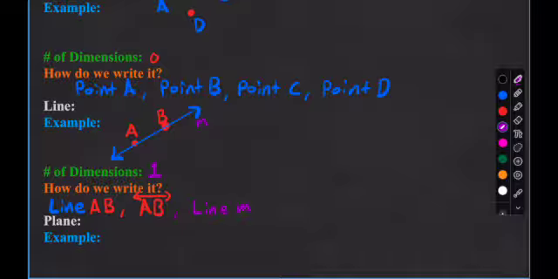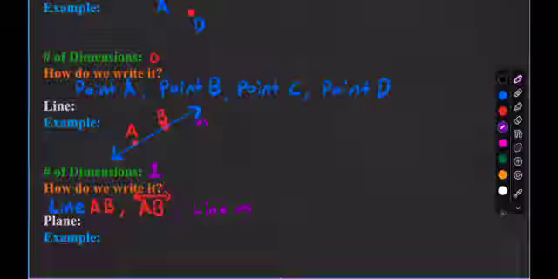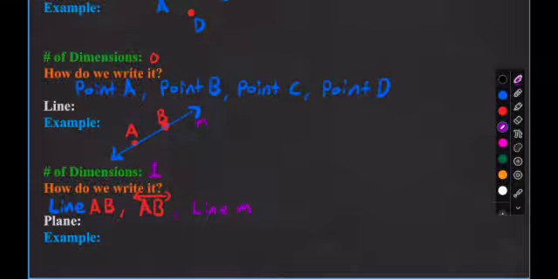Instead of having 2 points that we have on there, we know there's an infinite amount. We could pick out any 2 points if we really wanted to. If we just say this is line M, we're good. If we say this is line AB, we're good. If we say with this symbol, this is technically saying line AB. Okay, so that is line AB.